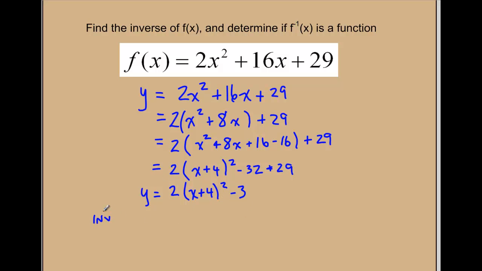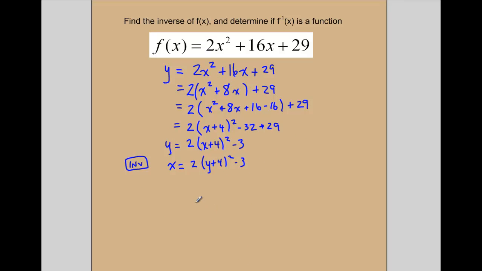I'm going to write my little inverse box here. Change all the y's for x's. So this is now going to be x equals 2 bracket y plus 4 all squared minus 3. Isolate for y, so you're going to do backwards BEDMAS here. So move the negative 3 over to the other side, so we get plus 3 over here.